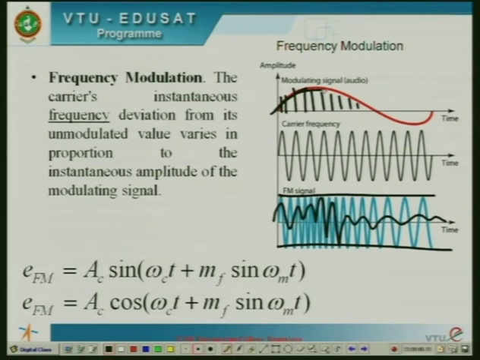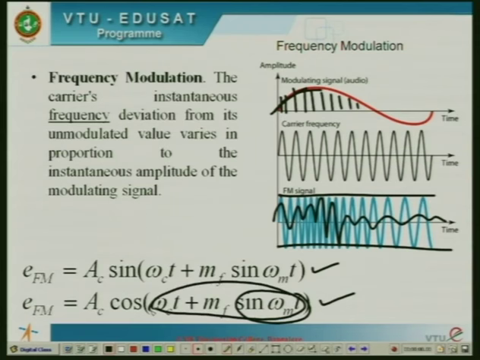It is mathematically represented by this equation. There are two expressions, either I can use a sine or I can use a cos. If you take the second expression, it is Ac cos of (omega c t plus m sine of omega m t), where sine of omega m t represents the modulating signal and cos of omega c t represents the carrier signal. We are changing the carrier frequency by the modulating frequency. This expression defines frequency modulation.